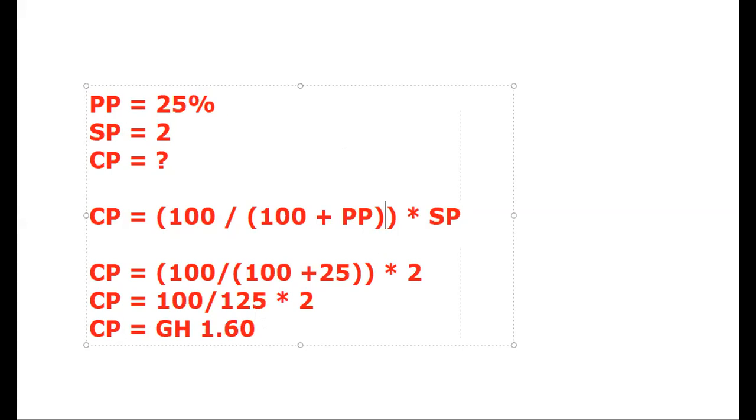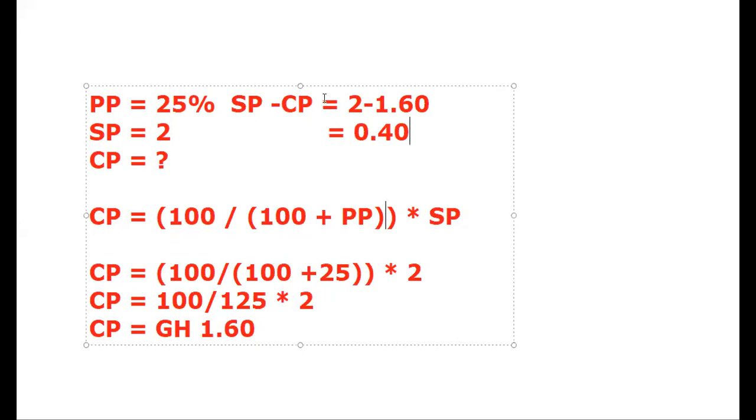Now we can know that our profit will be what? That's the selling price minus cost price. That's our profit. And that will be equal to what? 2 cedis minus 1 cedi 60 pesewas. Is that okay? So with that, we know that our profit will be equal to 0.4. That's 40 pesewas. That's our profit, 40 pesewas.